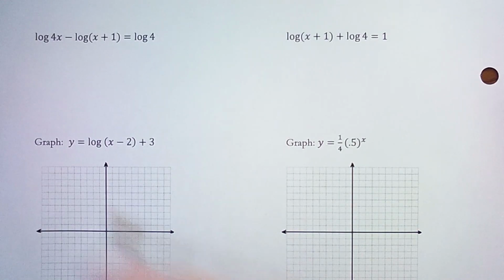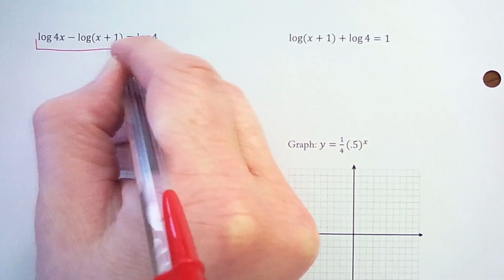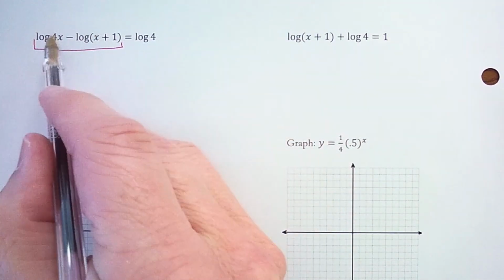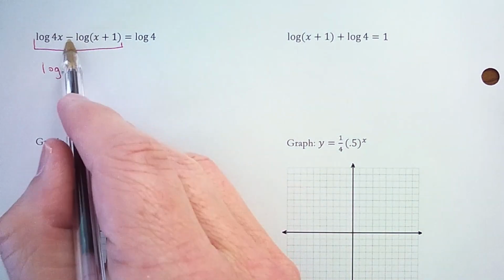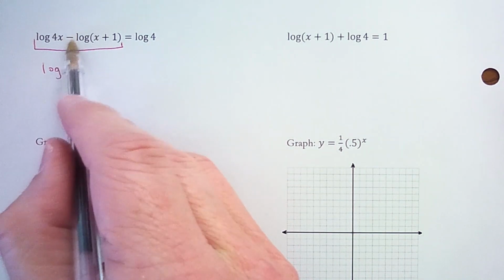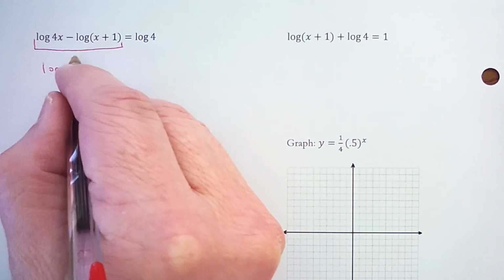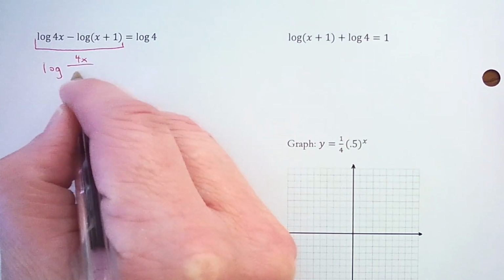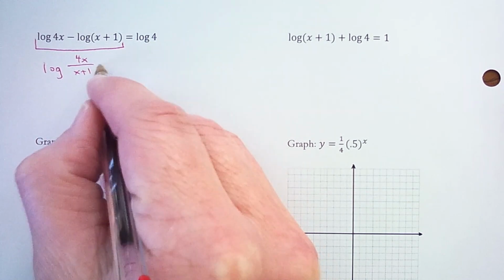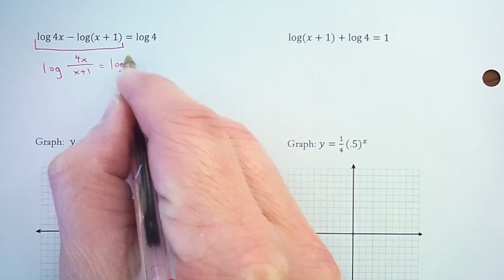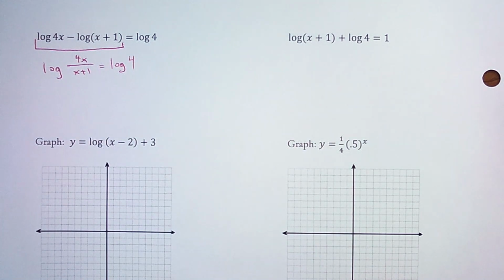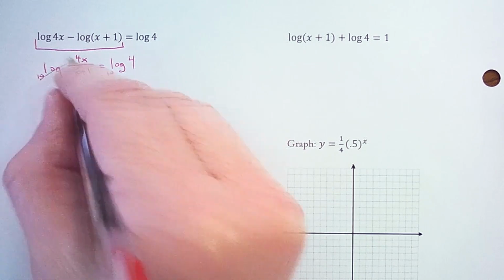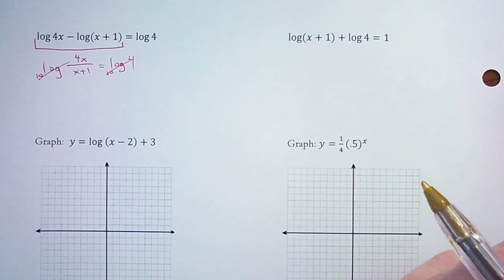On our next equation, we have 2 logarithms that need to be condensed. So we're going to have log, and it's log base 10, or common log. And because we are subtracting these 2 logarithms, that means we are going to be dividing the arguments for x over x plus 1 equals log 4. Now, if I do a base 10 on both sides, because that's a common log or log base 10, that will cancel out my logarithms.